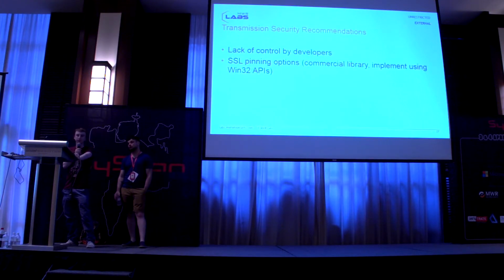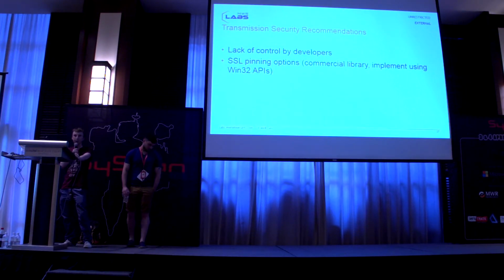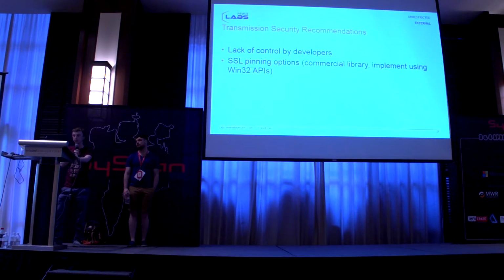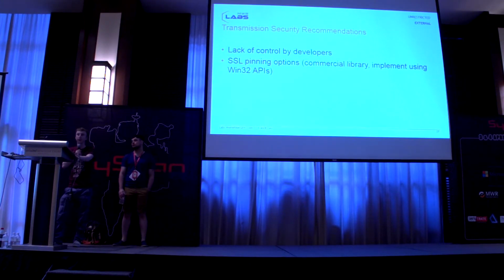So in summary, for transmission security, there's not a lot really you can say about it, other than there's a lack of control at the moment by developers. There's no way to specify ciphers. There's no way to override the validation checks. If you do want to implement pinning, then it's possible to use a commercial library, or you could implement it using Win32 APIs. The problem with using Win32 is it takes a large amount of API calls to actually implement SSL, and it's quite prone to making mistakes with the Win32 APIs.